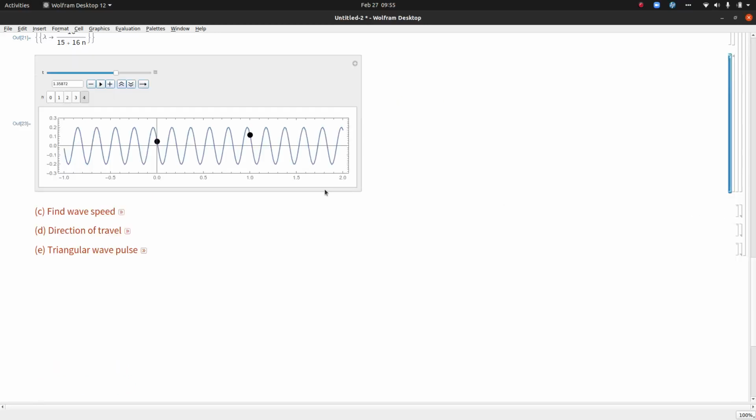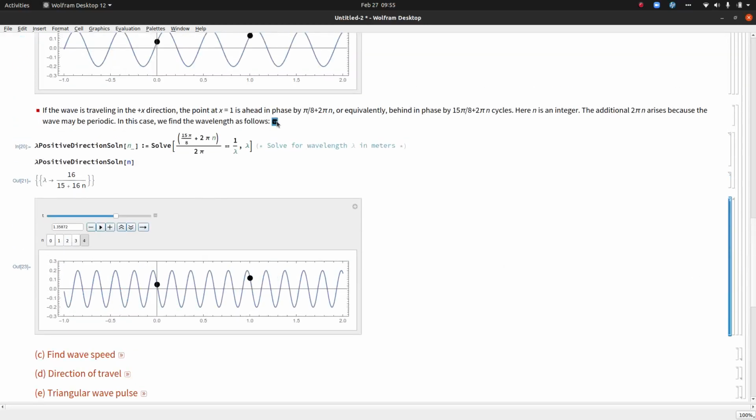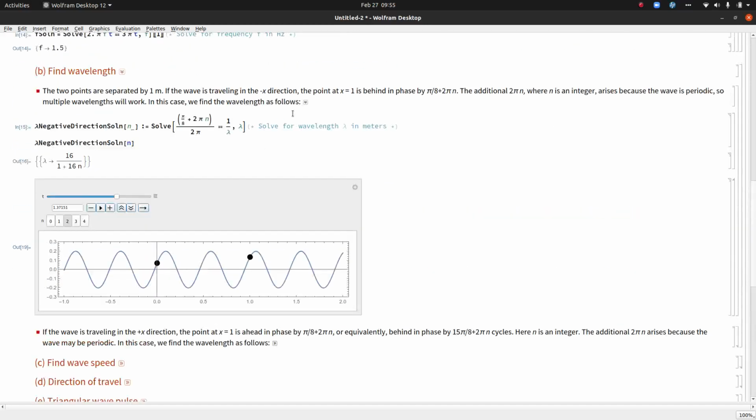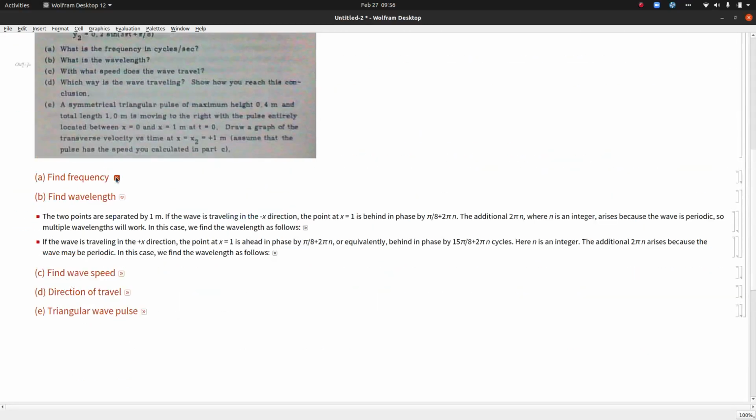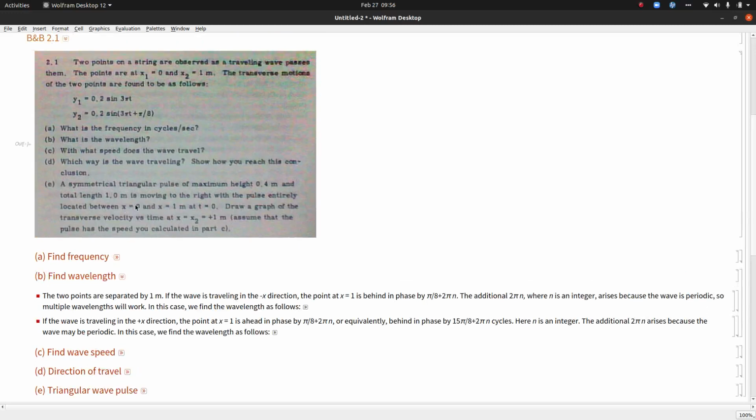Alrighty. So we've shown 2 different ways to compute the wavelengths, and we've shown that for each way we've got multiple wavelengths because it's periodic. So if we look back at our original question, with what speed does the wave travel? It's a little bit of a trick question because there's multiple speeds that work, and there's multiple wavelengths that work.